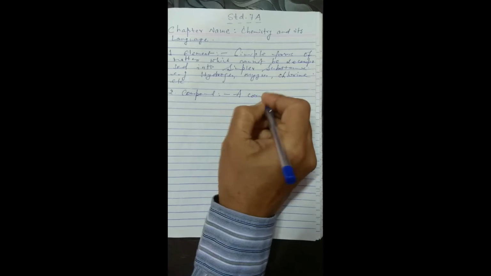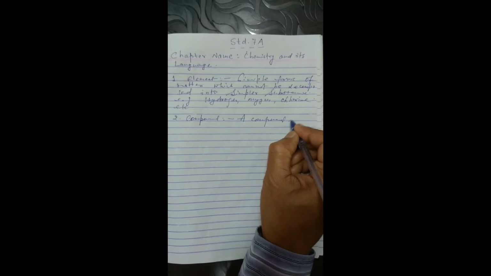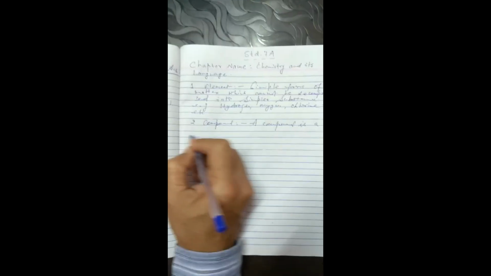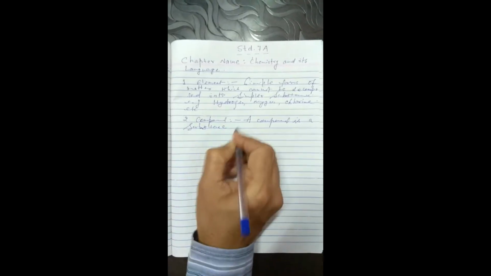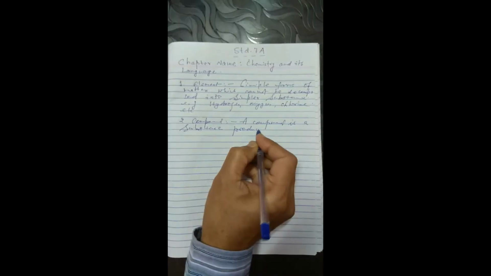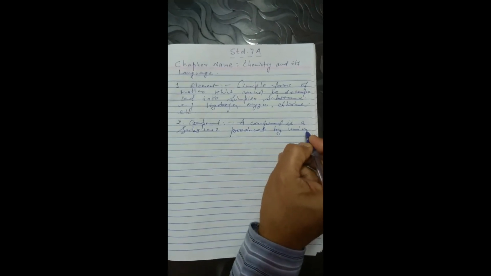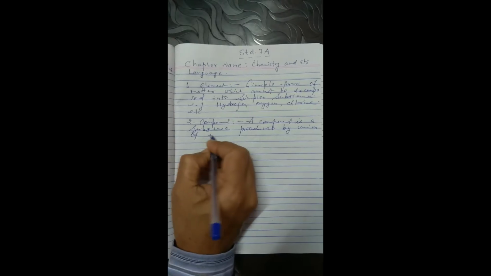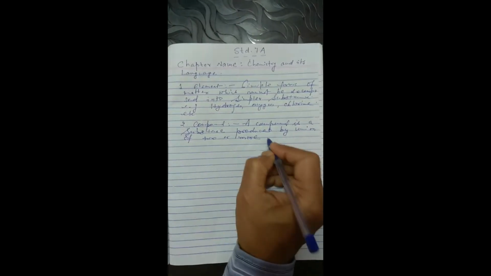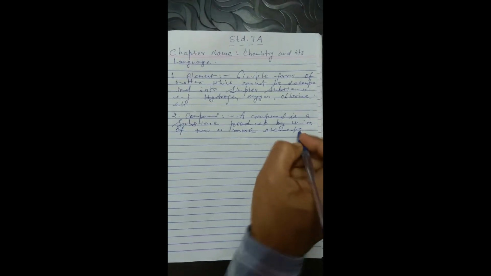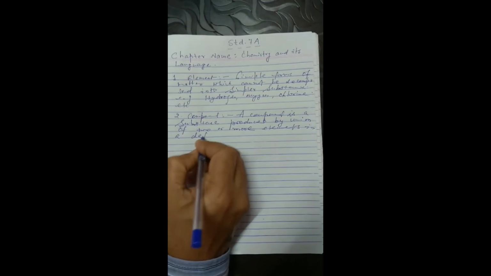A compound is a substance produced by union of two or more elements in a definite proportion.